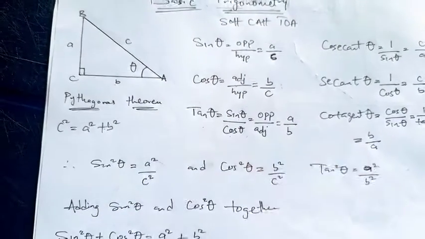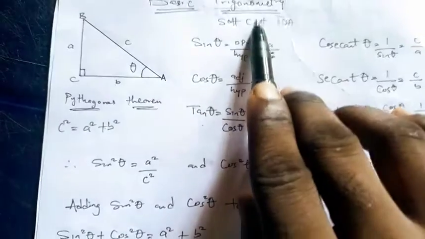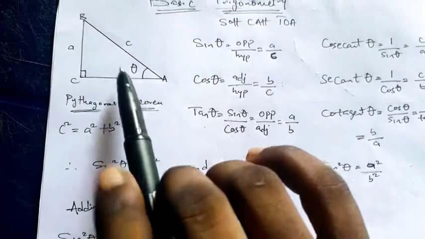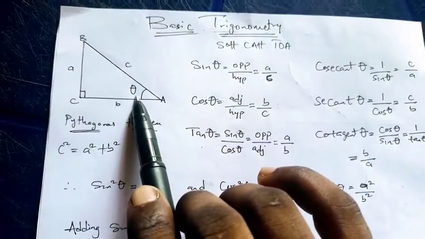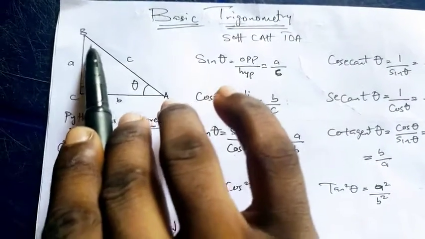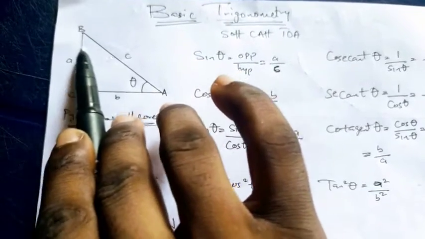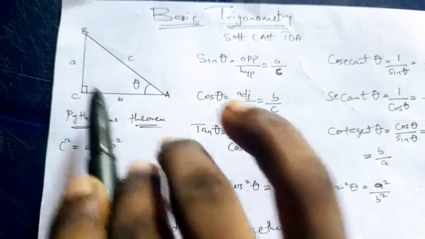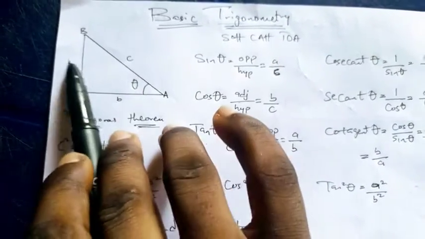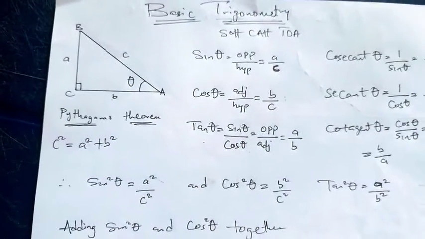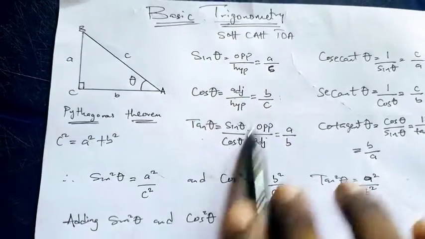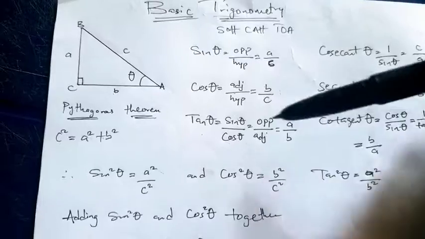Now we can also look for the cosine theta. Following SOHCAHTOA, the cosine theta is given as the adjacent over the hypotenuse. For this specific right angle triangle, this is our adjacent. But if the angle theta was placed here, this would be our adjacent, while this would be our opposite. But in this case, the angle was placed here, so this is our opposite and this is our adjacent. So for the cosine theta, the adjacent b is divided by the hypotenuse c. That's why we have b over c here.